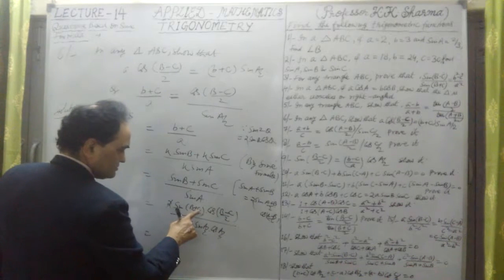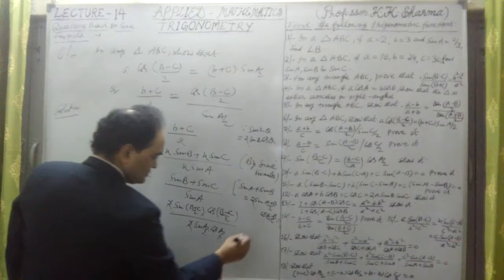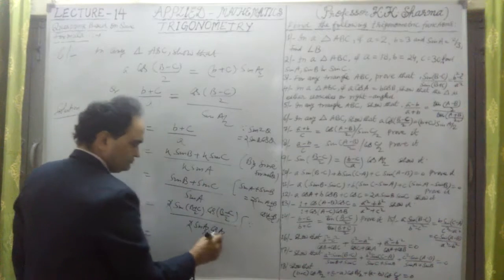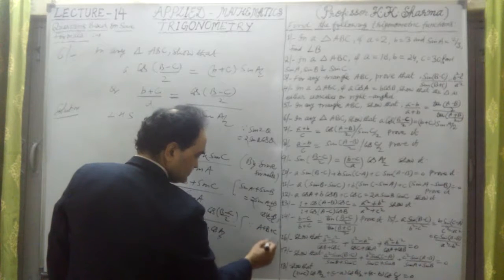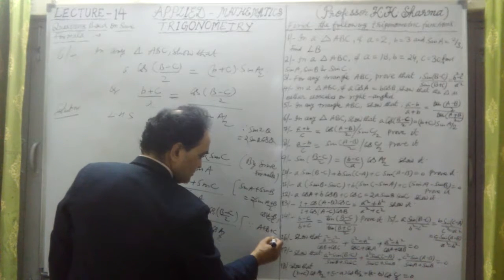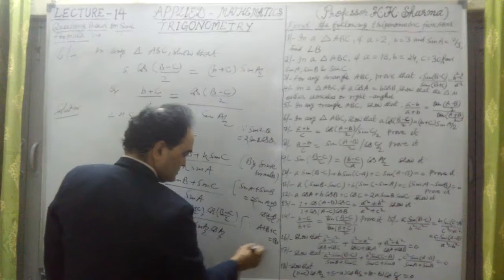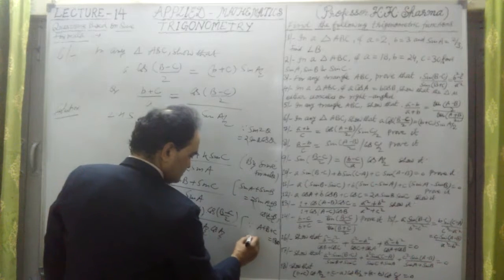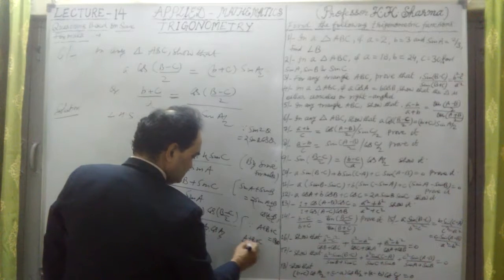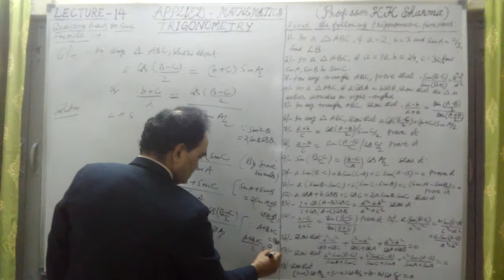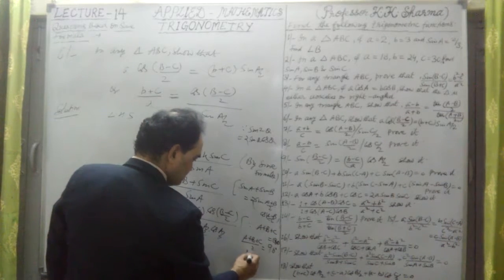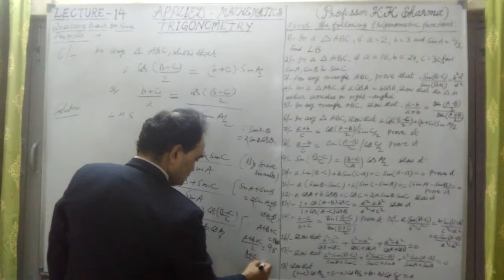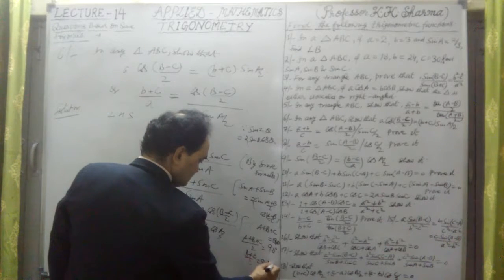Now what is sin((B+C)/2)? Since A plus B plus C is equal to pi or 180 degrees, therefore (A+B+C)/2 is equal to 90 degrees. From this, B plus C, therefore (B+C)/2 is equal to 90 degrees minus A/2.